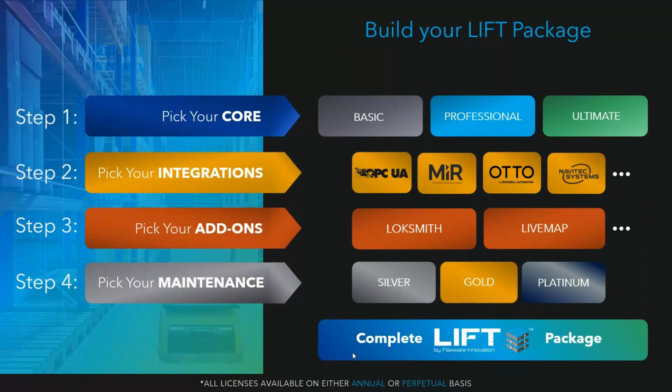So getting back to step one, once you've selected your core license, next you get to pick your integrations. So the OPC UA license is included out of the box with every license. But you'll also need to purchase your integrations for your various systems you'll need to connect to. Then you'll select any add-ons that you want to purchase as part of your package. And then finally, you'll purchase your maintenance tier. All of these maintenance tiers are just a percentage of your total license price. All four of these come together to constitute your complete Lyft package.